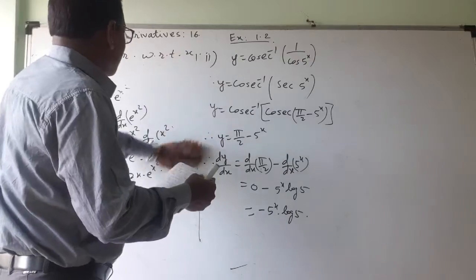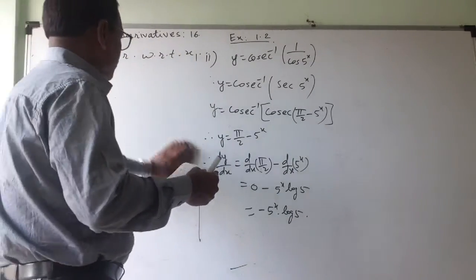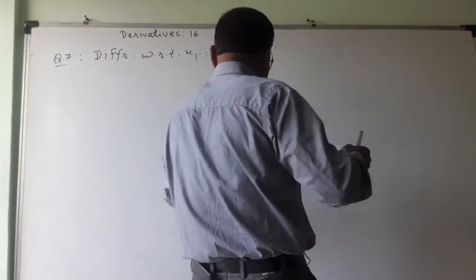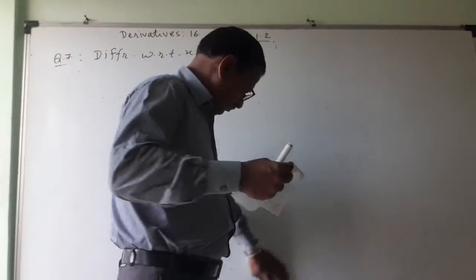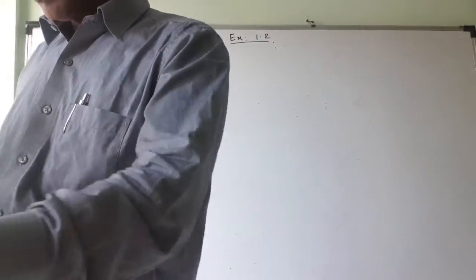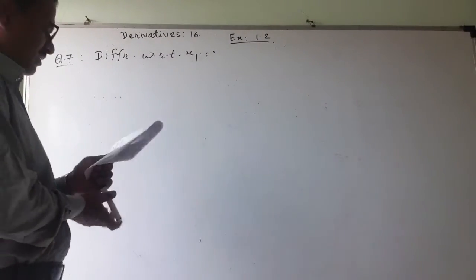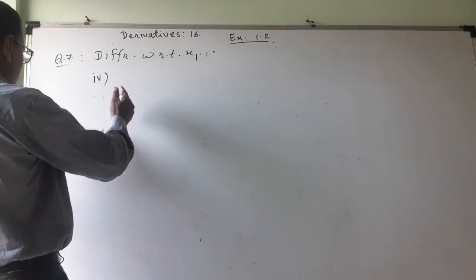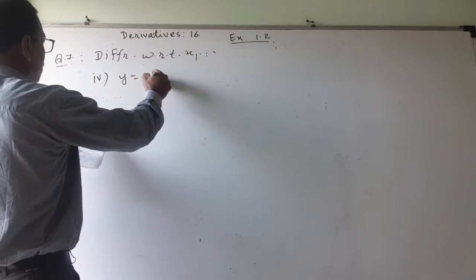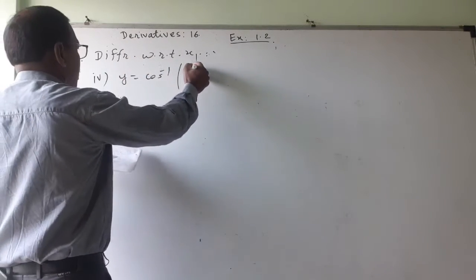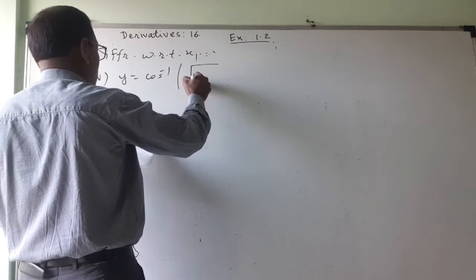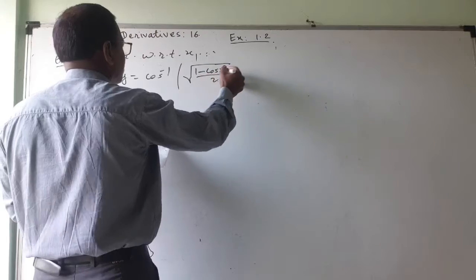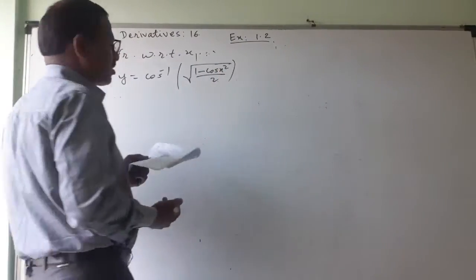Now the fourth one I am going to solve. I will not give much time for these very simple sums. Only build the fundamentals and then I will go for the difficult sums. Y is equal to cos inverse of under root of 1 minus cos of x square upon 2. This is somewhat a better sum.